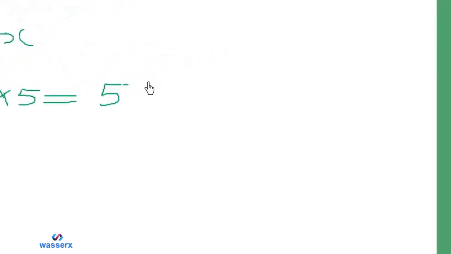5 is multiplying itself how many times? 3 times. So this is called the index. The 3 here is the number of times a number multiplies itself. So index is the number of times a number multiplies itself. It is also referred to as the power or the exponent.